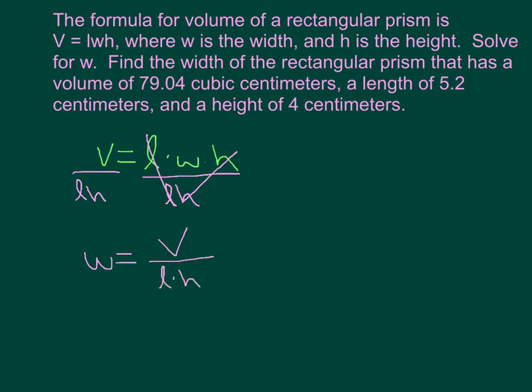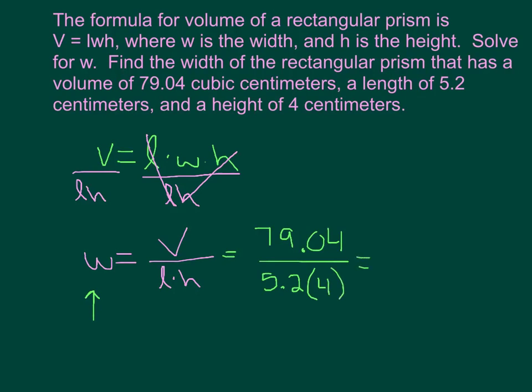So now we can plug in the numbers they gave us. It says find the width of the rectangular prism that has a volume of 79.04 cubic centimeters and a length of 5.2 centimeters and a height of 4 centimeters.